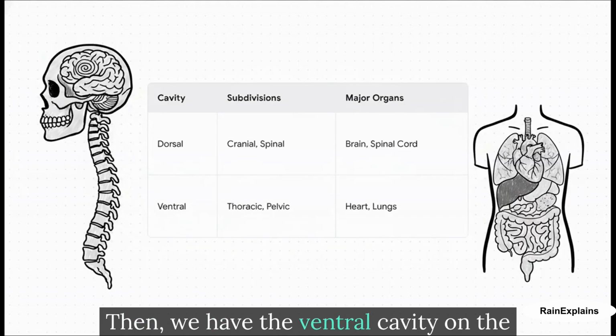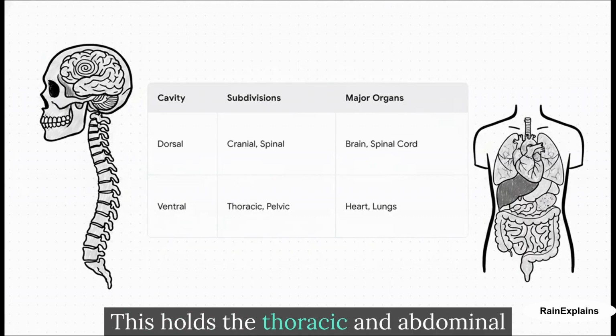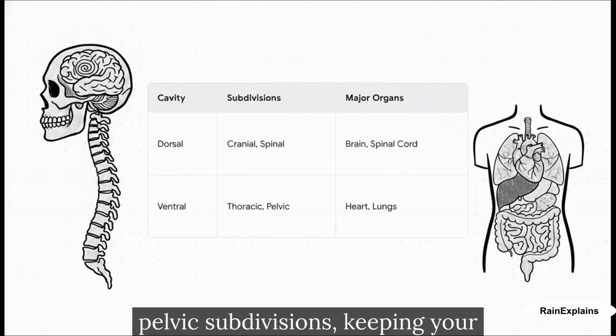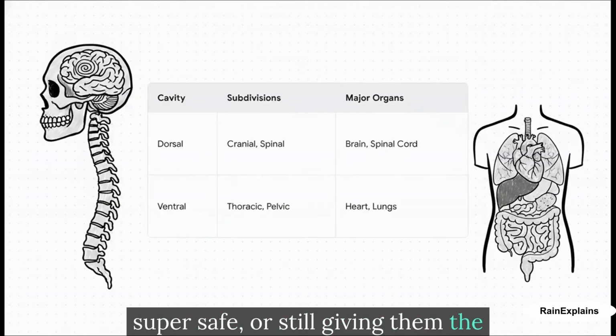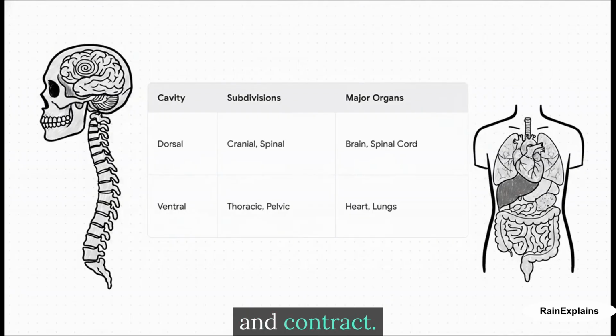Then, we have the ventral cavity on the front. This holds the thoracic and abdominal pelvic subdivisions, keeping your heart, lungs, and digestive system super safe, while still giving them the physical room they need to expand and contract.